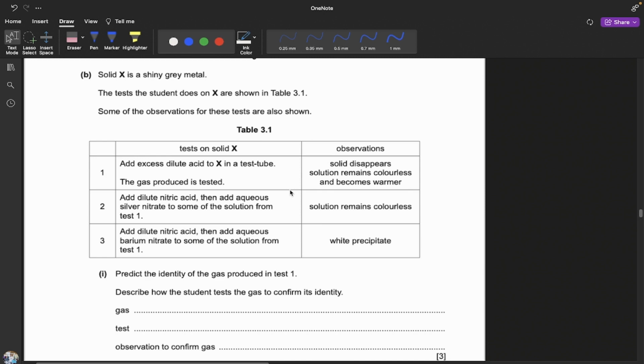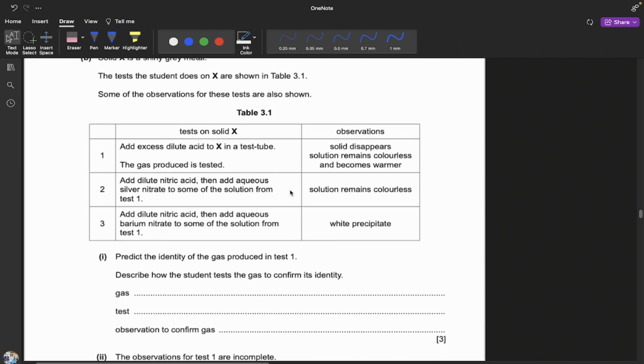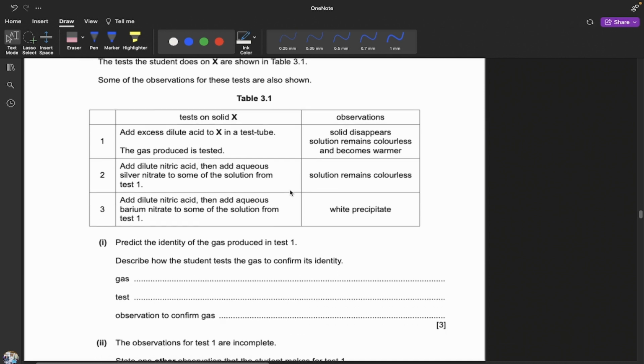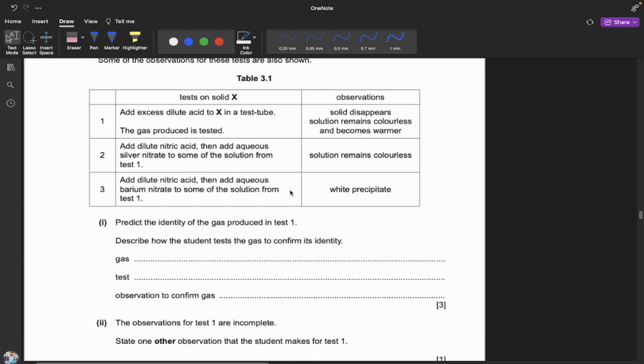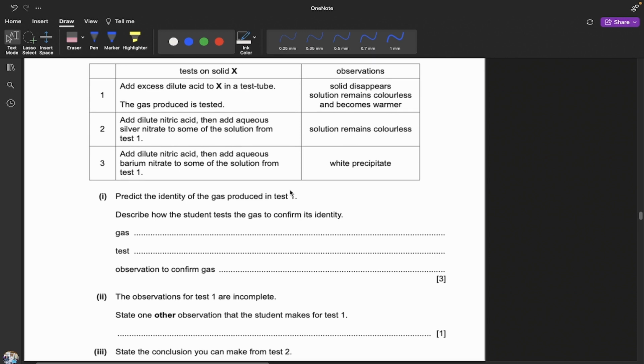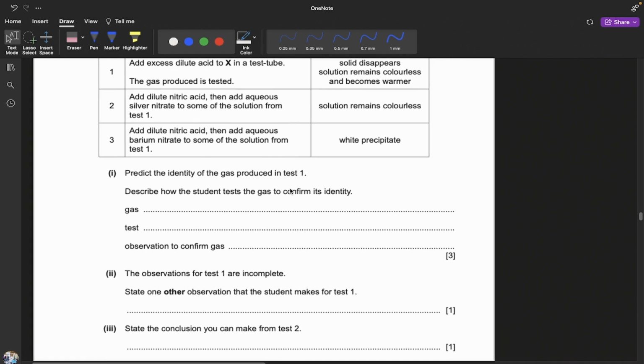So solid X is a shiny gray metal. The tests the student does on X are shown in table 3.1. Some of the observations for this test are shown. Add excess dilute acid to X in a test tube. Okay, you can read this. I'll do it quickly. The solid disappears. If it is dissolving, it can be magnesium or zinc. Those are the things that disappear completely, but we can't say for sure.